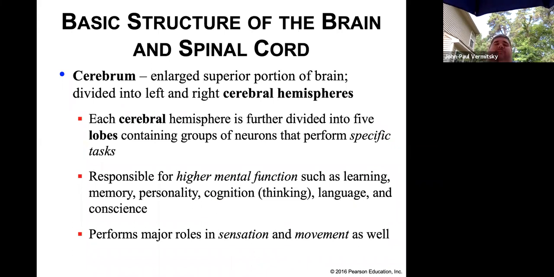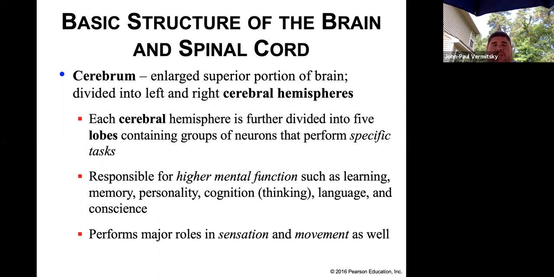So the cerebrum is an enlarged superior portion of the brain. It is divided into left and right hemispheres. Each cerebral hemisphere is further divided into 5 distinct lobes, lobe names which you will see to be familiar in a minute.